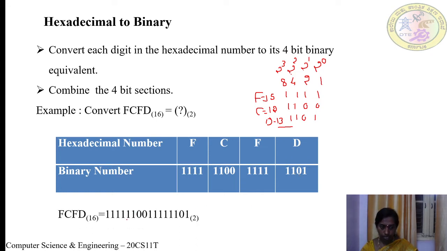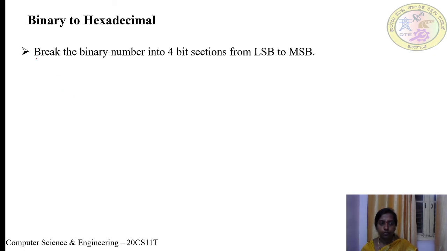So the equivalent binary number is 11111111111101 base 2. Next we move on to the conversion between binary and hexadecimal. We move on to the first step. Break the binary number into 4-bit sections from LSB to MSB. Take the binary number and break it into 4-bit sections from the right hand side to the left hand side.